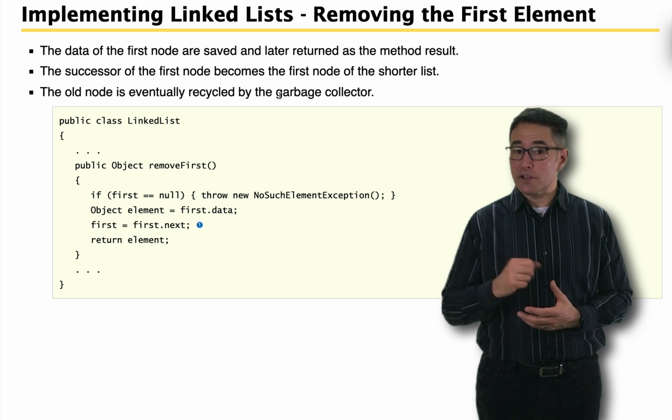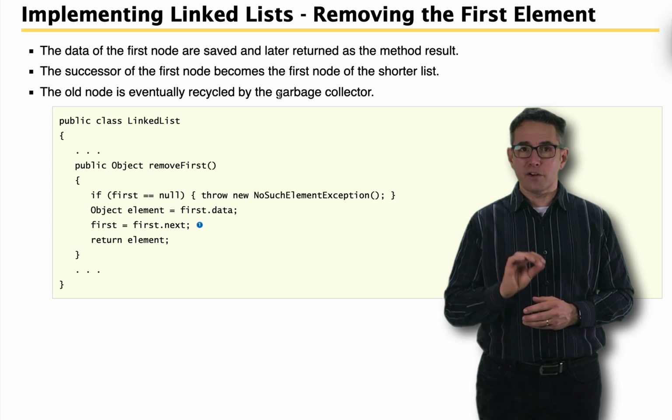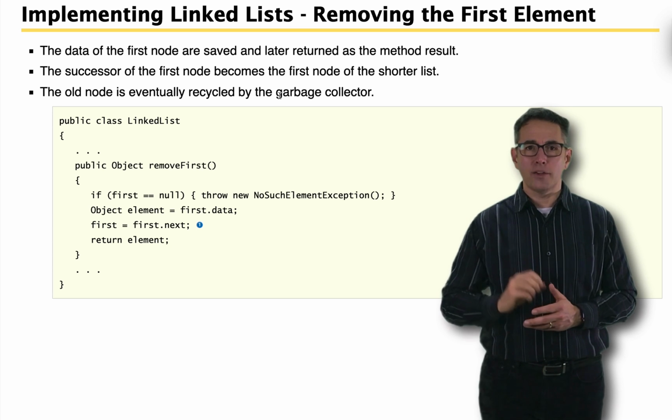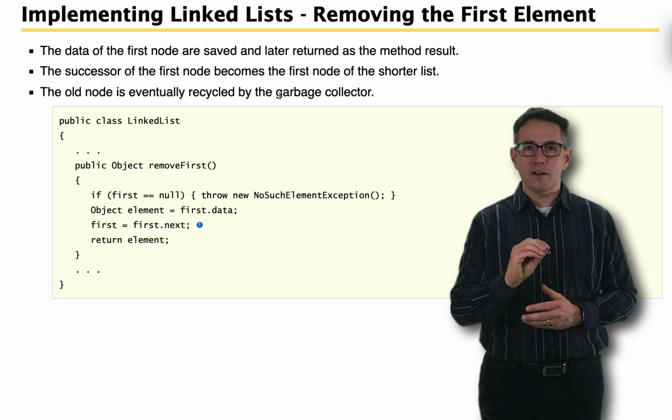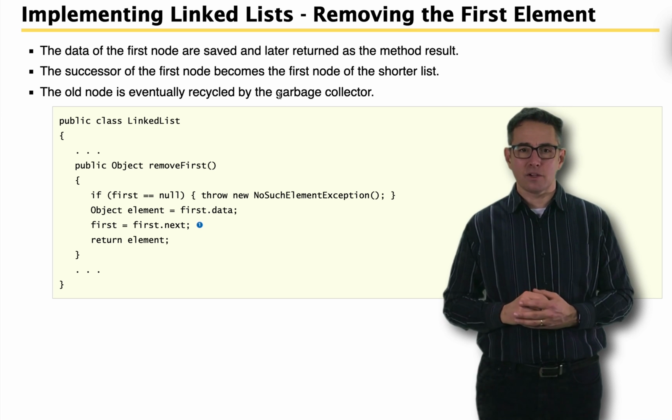But if there is a first element, we're going to store the data that it contains by saying first.data and storing that in a local variable called element. We're going to keep that there so that we can patch up the rest of the chain before returning that data back to the user.